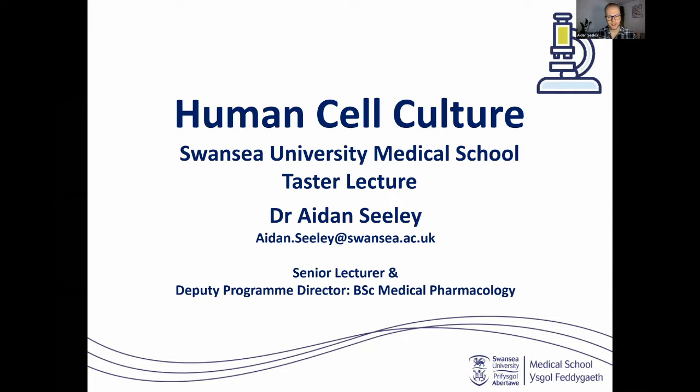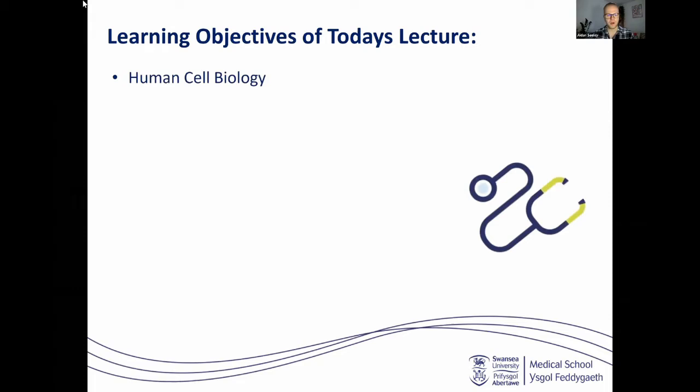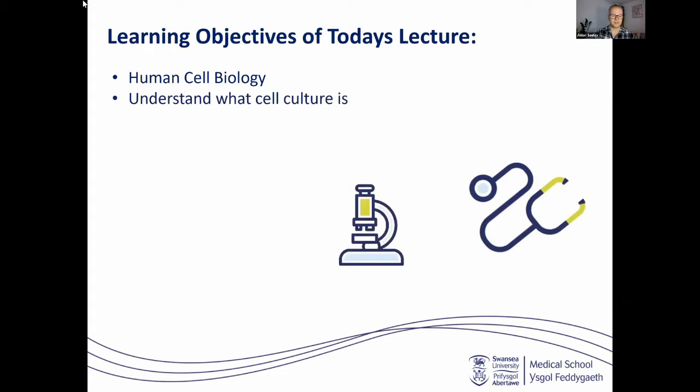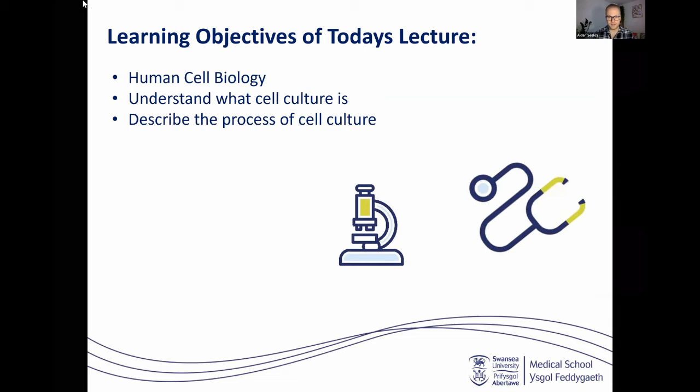So the aim of today's lecture is to have a very brief overview of what human cell biology is, how we can then ultimately grow cells in the lab, and describe the process that we undertake to deliver cell culture in the lab. And this gives us a really amazing opportunity to research parts of humans in the lab, because it's not really ethical for us just to inject loads of new drugs into people. We have to go through really robust screening processes and make sure these drugs are safe.